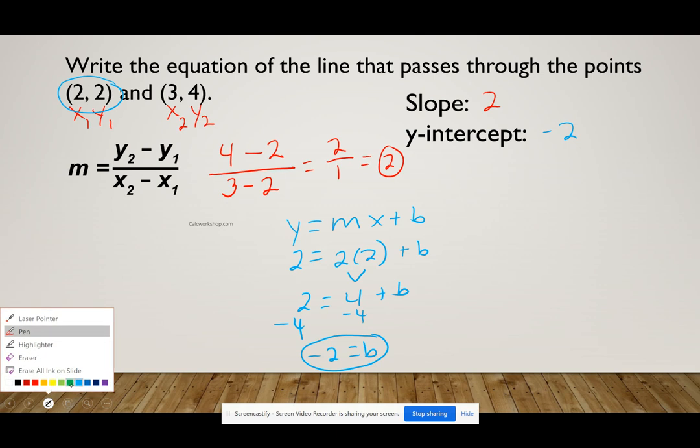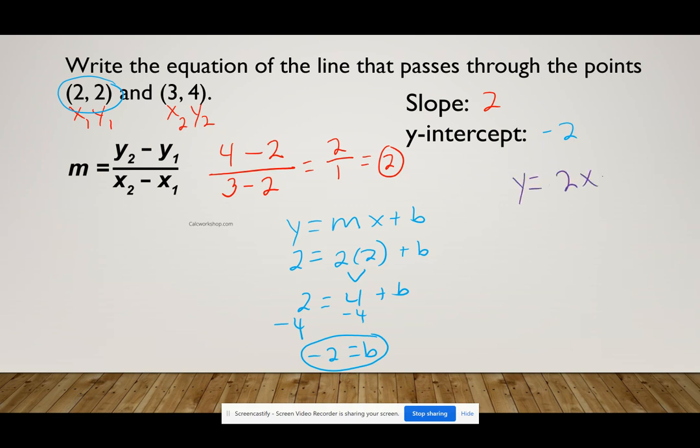Now that you have the 2 key pieces for this equation, we can write the entire equation: y equals 2x minus 2. In order to write the equation, you have to have both the slope and the y-intercept.